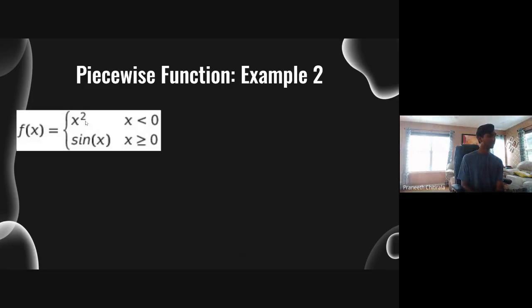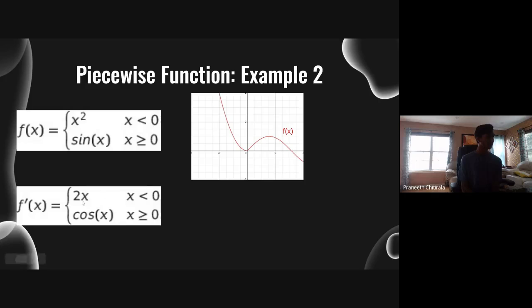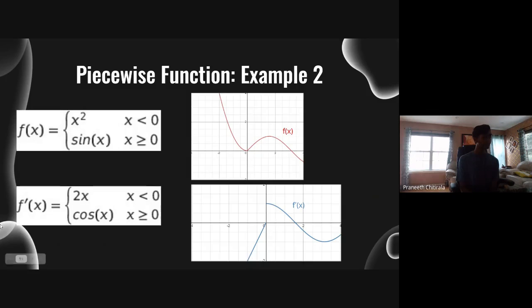f of x equals x squared for the left-hand side, where x is less than 0, and sine of x for x greater than 0. This is the function that we have here for f of x. Finding the derivative of f of x is simple. The derivative of x squared is 2x, and the derivative of sine of x is cosine of x. And this is what the function for f prime of x is here.